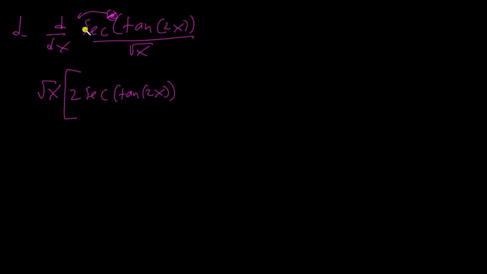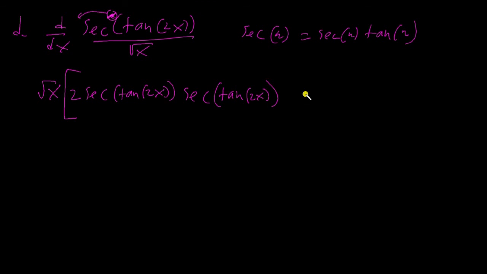And then now let's think about the secant. The derivative of secant of anything is secant of whatever times tangent of whatever. So the derivative of secant of that is going to be secant of tangent of 2x times tangent of 2x. And then, so we're done with the secant part.